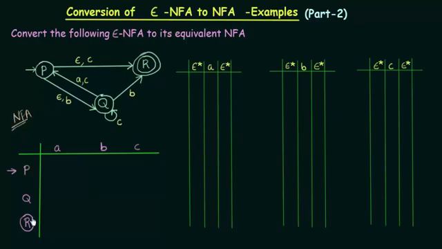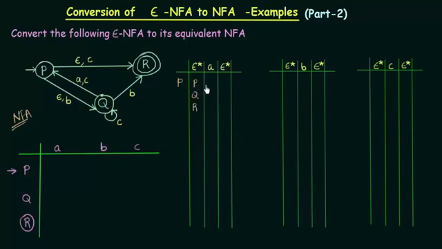So I have already drawn the transition table. We have states P, Q and R and inputs A, B and C, and we have to find the epsilon closures for inputs A, B and C, since there are three input symbols. So let's start with the first state, that is P. P's epsilon closure: P on epsilon can go to P itself, it can also go to R, and also it can go to Q. That means P's epsilon closure is P, Q and R.